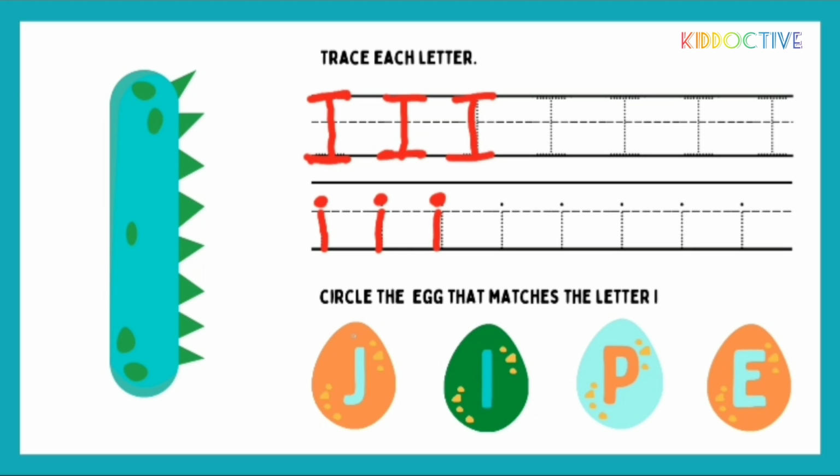Okay. Now tell me, circle the egg that matches the letter I. Which letter looks like the letter I from these options? Find out the second one.